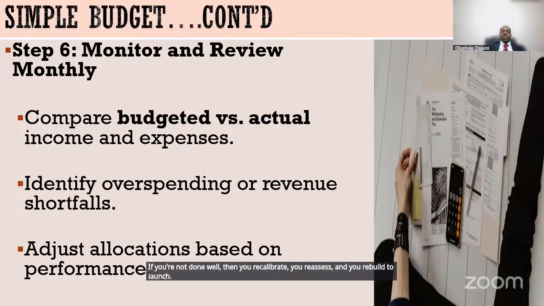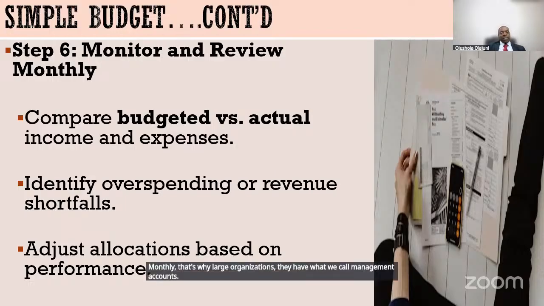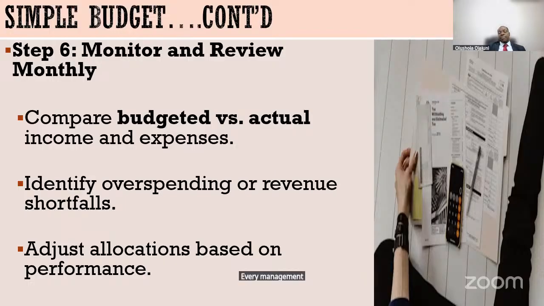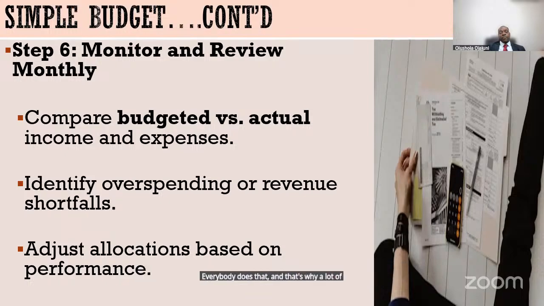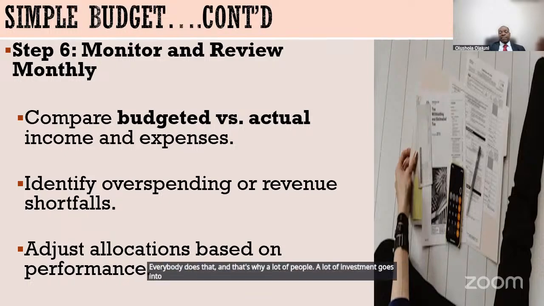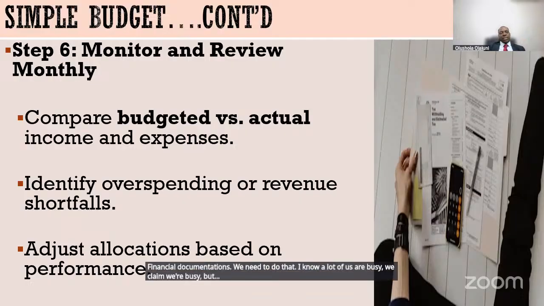So another critical thing is monitoring and review monthly. That's why large organizations have what we call management accounts. In every management meeting, they review their performance on a monthly basis. Everybody does that, and that's why a lot of investment goes into all these financial documentations. We need to do that. I know a lot of us are busy. We claim we're busy, but those are necessary things that we need to do.